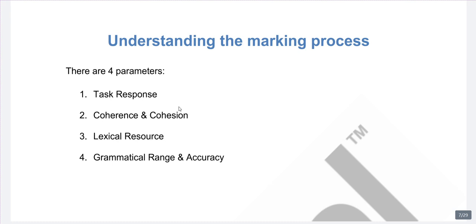If you add them up, 25 plus 25 plus 25 plus 25, it comes down to 100%. So these four parameters constitute 100% of your Writing Task 2 marks. That's why they are all equally important. You cannot neglect even one.